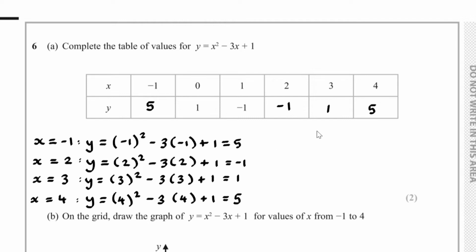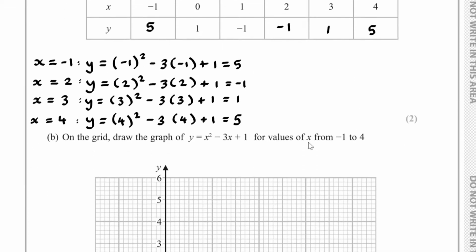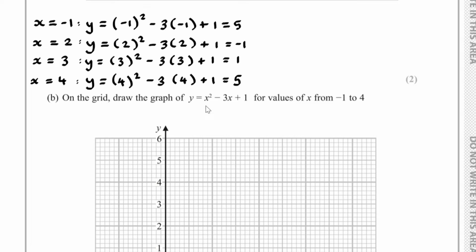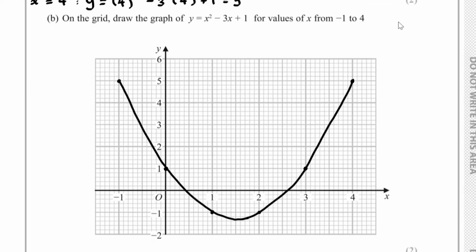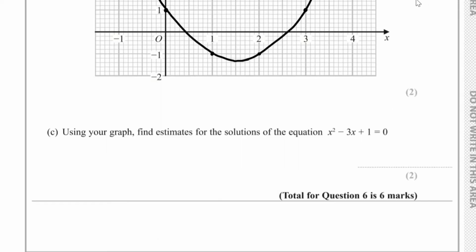Here is the completed table of values, and then for part B we have to draw the graph of y equals x squared minus 3x plus 1 for values of x between minus 1 and 4. Well, here is the graph of y equals x squared subtract 3x plus 1 between minus 1 and 4.